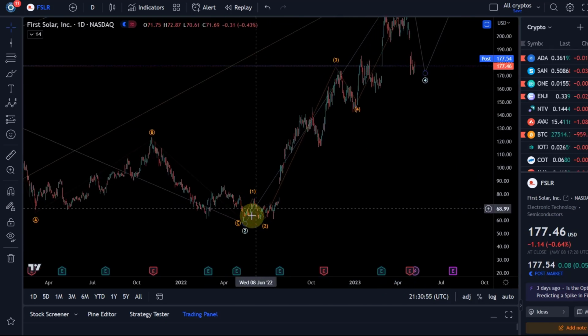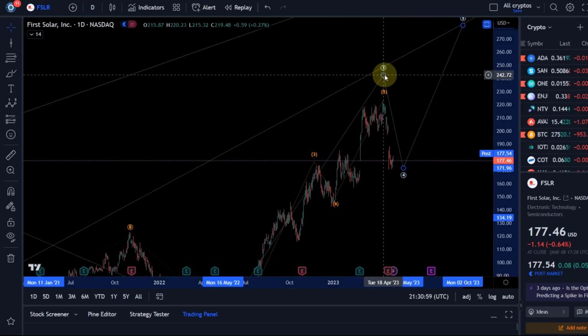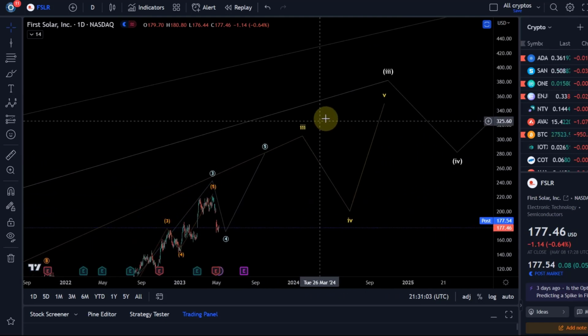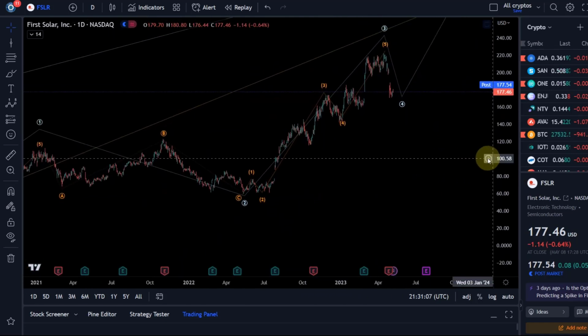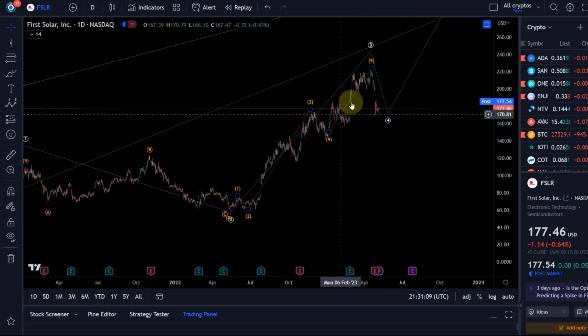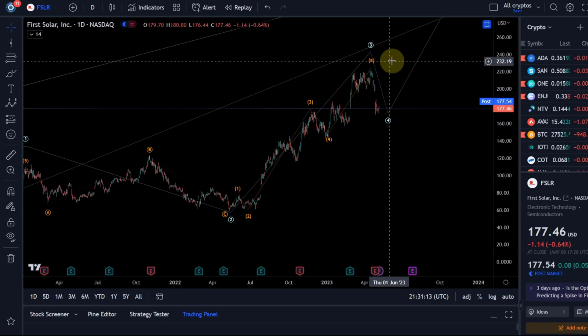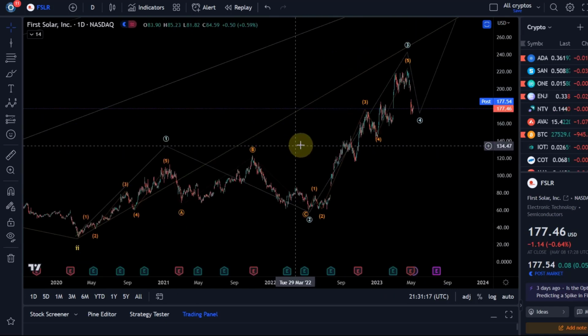And I'm counting this here as a 1-2 setup in the third wave. If you zoom out, you see that it's the third wave of a third wave of a third wave. So it's quite bullish, at least at the moment. And I'm counting this as a 5-wave move complete now. I don't think it can push any higher in this particular third wave. I think this is it.